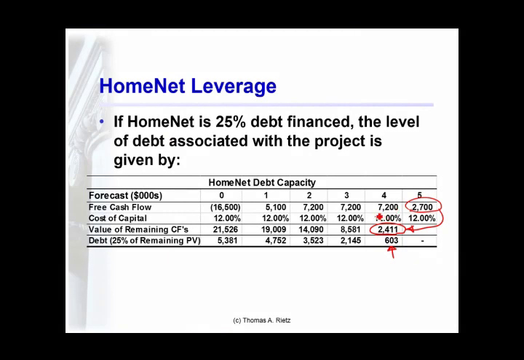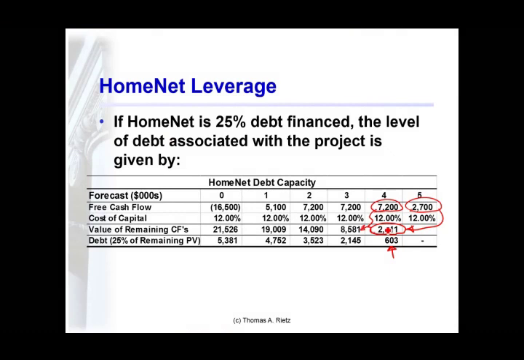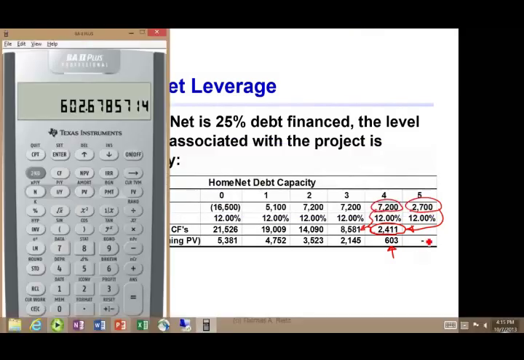But then what I'll do is I'll take the value in period 4 and the cash flow in period 4 and discount those together one more time. So the value in period 4 plus the cash flow in period 4 discounted is the value in period 3, the 8,581. 25% of that is debt. That's the 2,145.